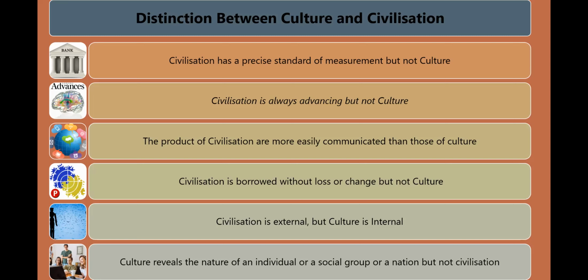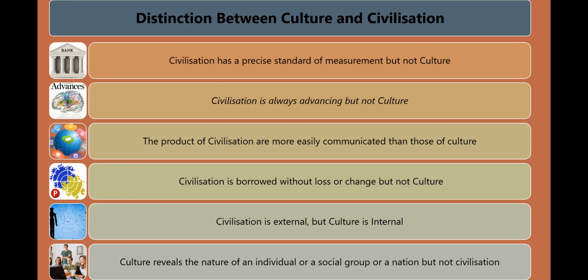The next distinction is civilization is external, but culture is internal. External in a sense that they observe the things, they do the analysis, and they will understand what civilization is. But culture is something that is internal. For example, usually we find the culture of prayers, that is internal. How you follow the prayer culture, how you follow the food culture, is internal in nature.